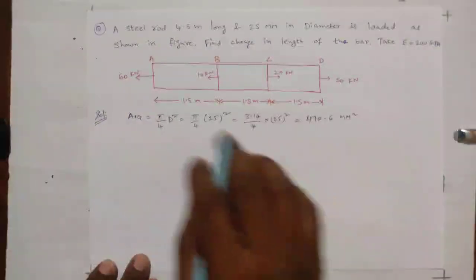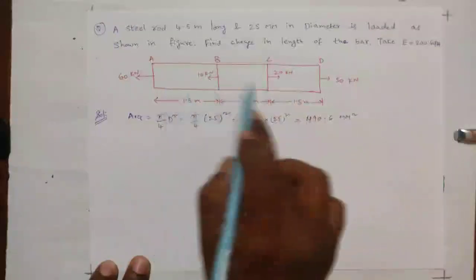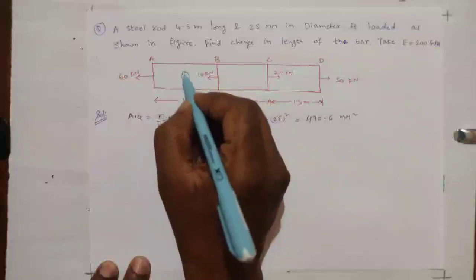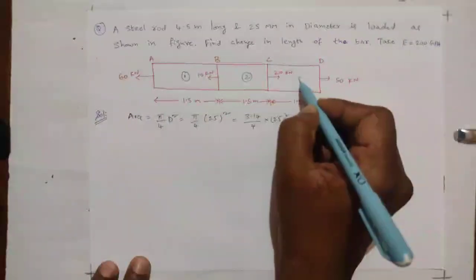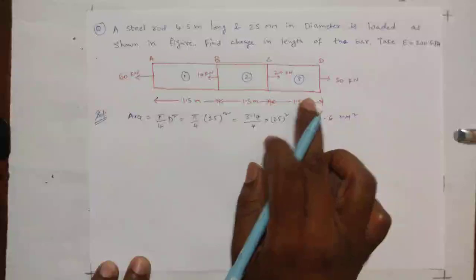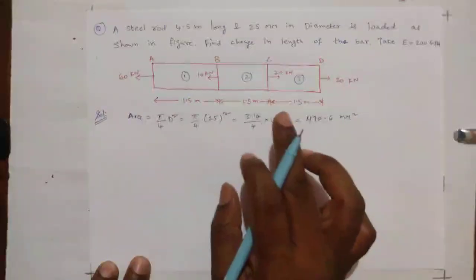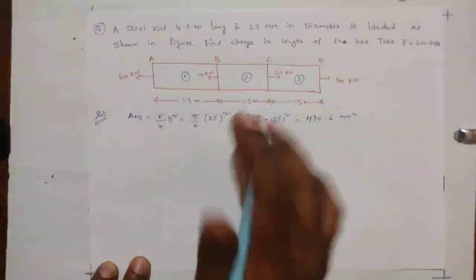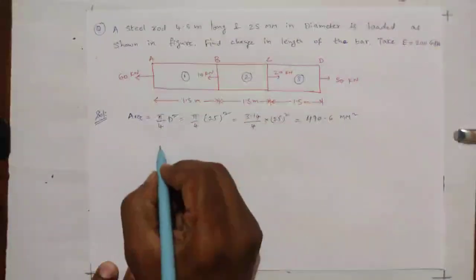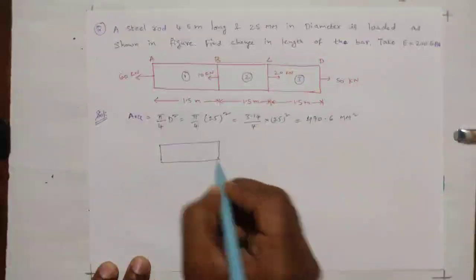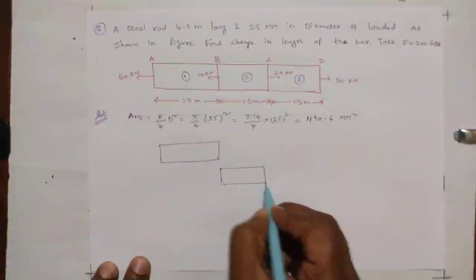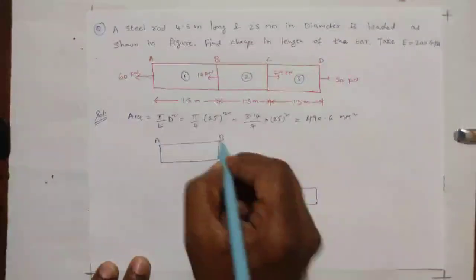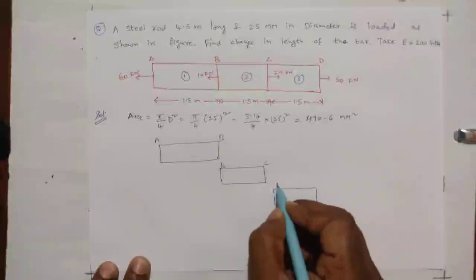And one more thing, here loading they have shown in one figure. We need to calculate separately for section 1, section 2 and section 3. Separately we need to calculate the change in length, and we need to add. If I separate the loading, we can write the AB section like this, and BC and CD. This is AB, this is BC, and this is CD.